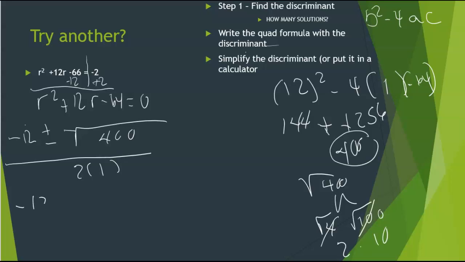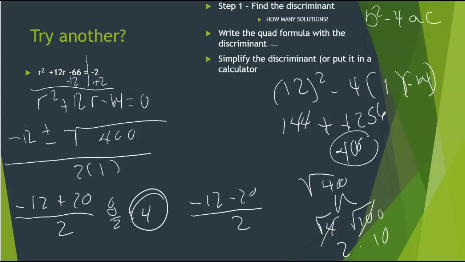So we got -12 plus 20 divided by 2. -12 minus 20 divided by 2. -12 plus 20 is 8. 8 divided by 2 is 4. -12 minus 20 is -32, divided by 2 is negative 16. There's our answers. Right?